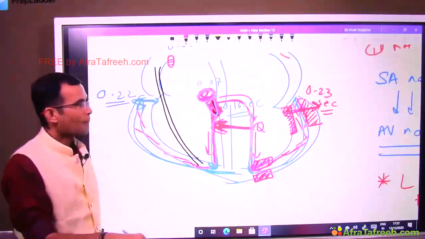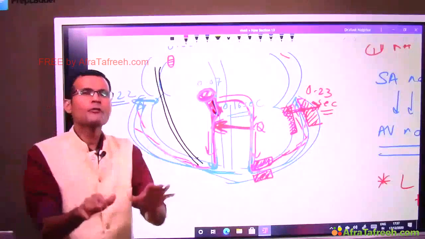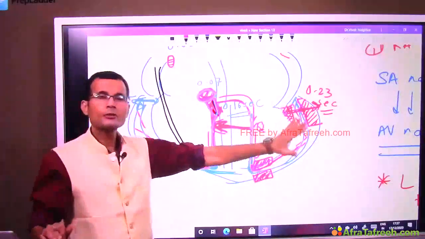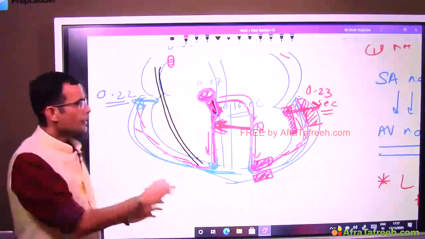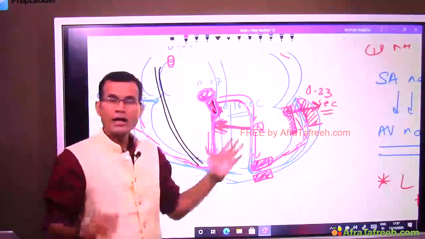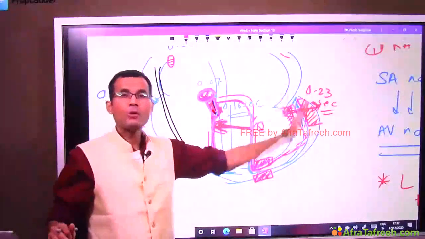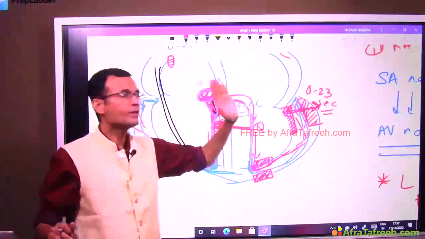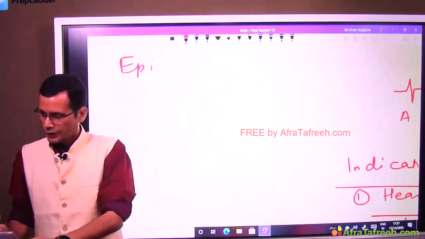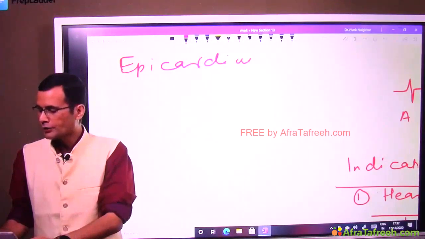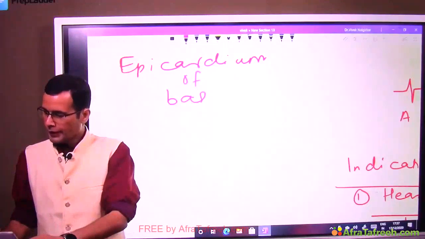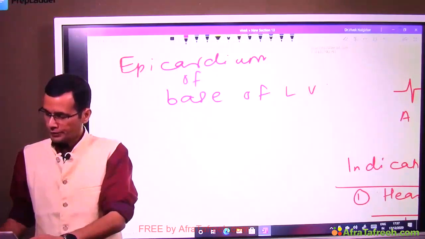What's your answer? First of all, we have differentiated between right and left ventricle, so let's stick to the left ventricle now, since it's a thicker muscle mass. Even in that, the answer is epicardium of the base of the left ventricle. Last part of the heart to get depolarized is epicardium of the base of the left ventricle.